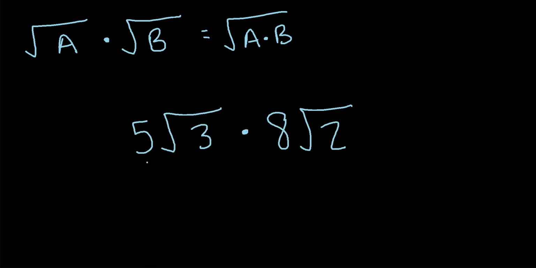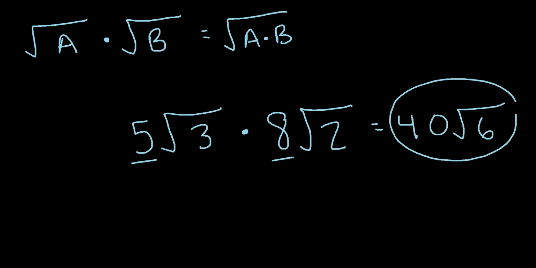Let's say we have 5 times the square root of 3 times 8 times the square root of 2. So in this scenario, when we have numbers outside of the square roots, we first multiply those two together. So we'll say 5 times 8. That's 40. So we get 40. And then the square root of 3 times the square root of 2, remember we can use this trick again, where we just say 3 times 2, that's 6. So we'll say the square root of 6.